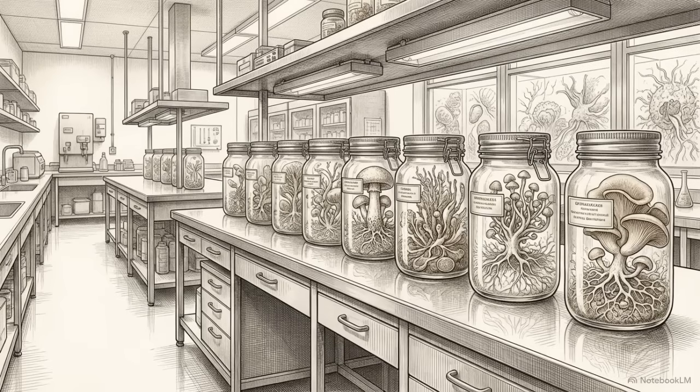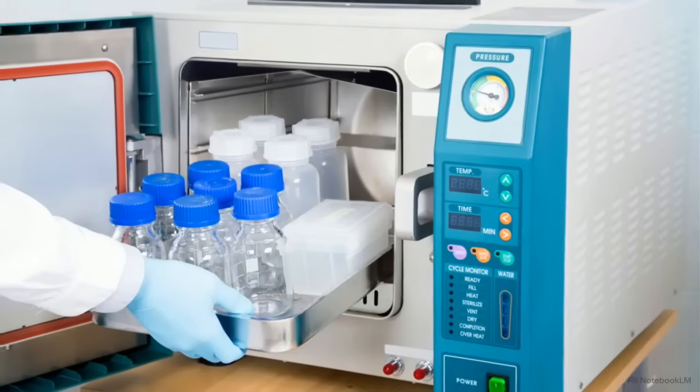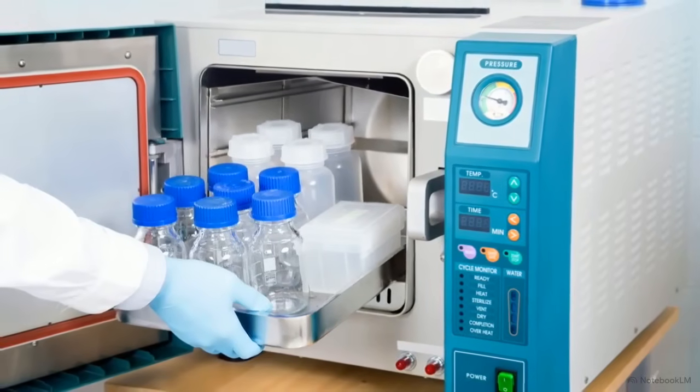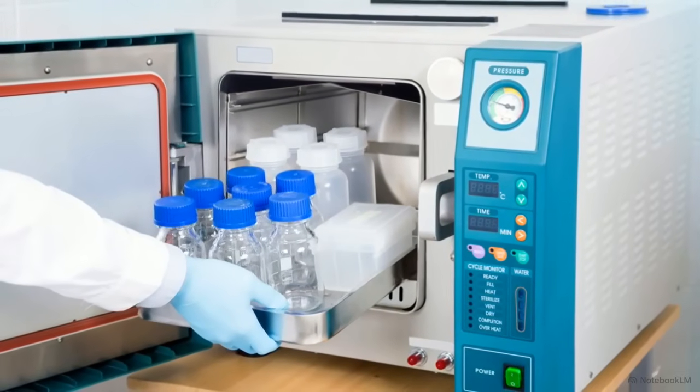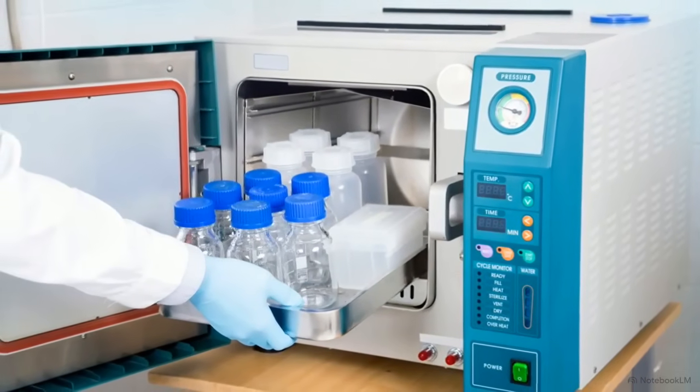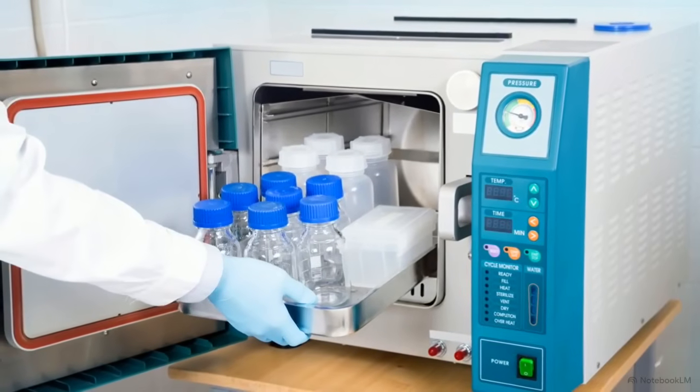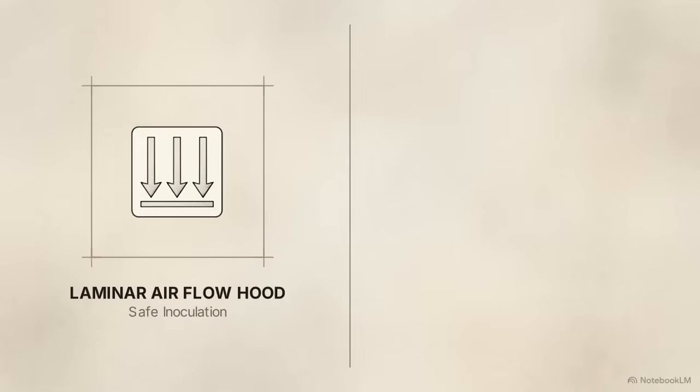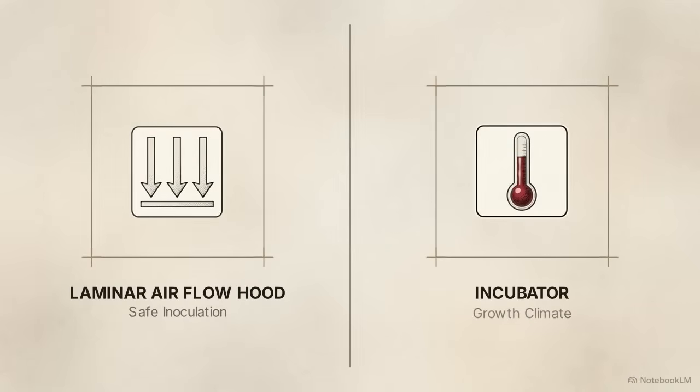contamination from competing molds. Question 1E asks for 4 core facilities required for this process. You must list a dedicated spawn preparation laboratory, an autoclave for sterilization, a laminar airflow hood for safe inoculation, and an incubator to control the growth climate.